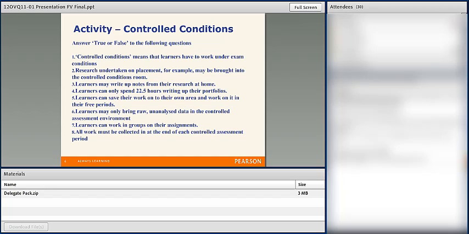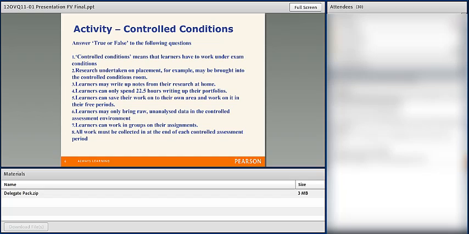Research undertaken on placement may be brought into the controlled conditions room. Yes, it can. However, it must be raw data. They must not have made any comment on the research that they have undertaken. They must not have analysed any of the data at all, but they can bring the data into the controlled conditions room.